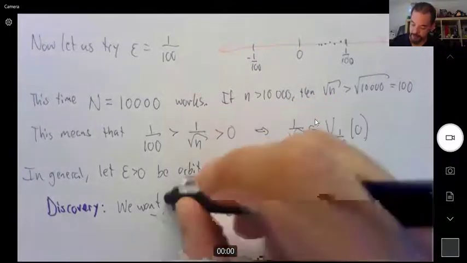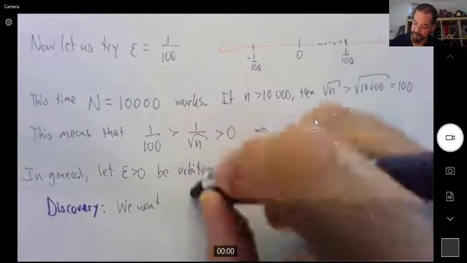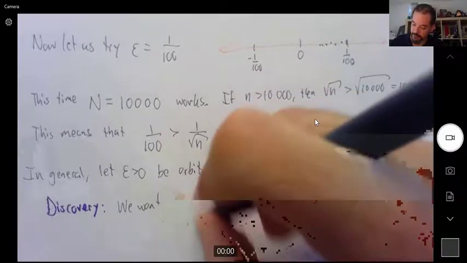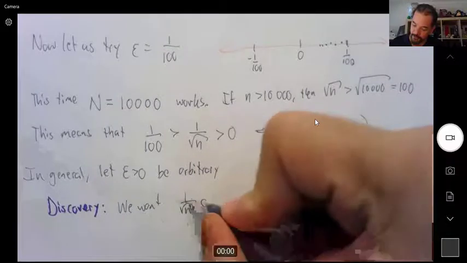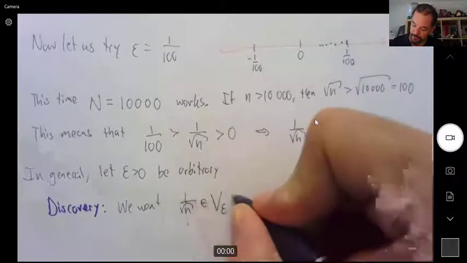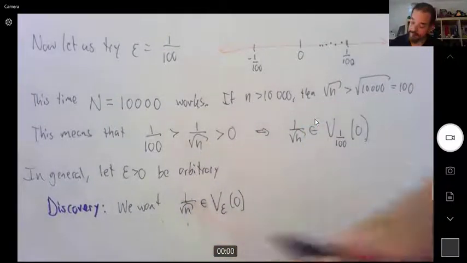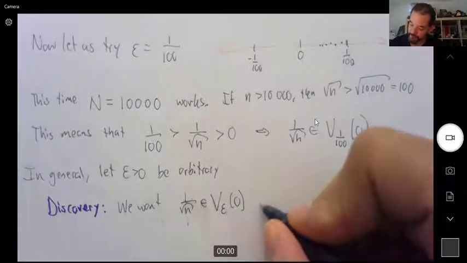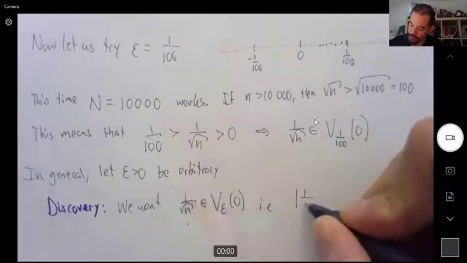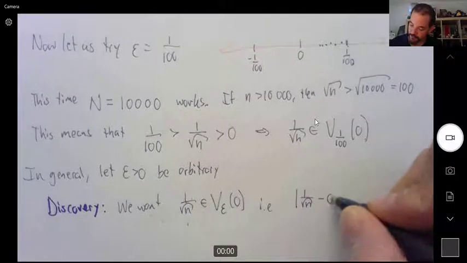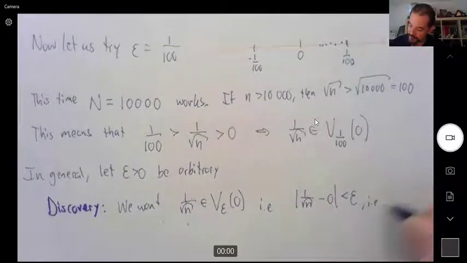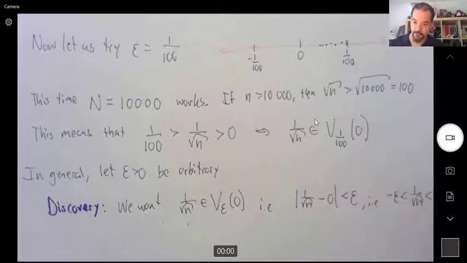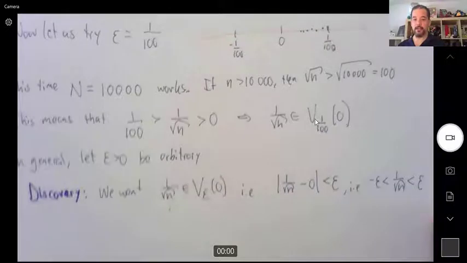In fact, okay, let me backtrack a little bit to be really, really precise here. We want 1 over root n to belong to the epsilon neighborhood around 0. That's the same as 1 over root n minus 0 being less than epsilon, which is the same as negative epsilon less than 1 over root n less than epsilon, which is the one that I initially had written.